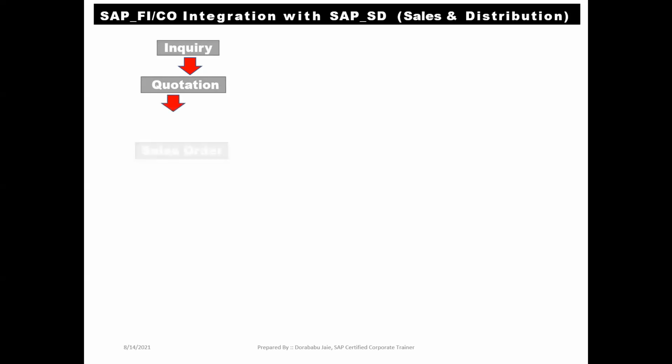Based upon the quotation, our marketing team will go for the sales order. Sales order here means a mutual agreement between the customer and the company. In the sales order, they will take the complete information about the customer, like customer name, customer phone number, customer email ID, customer delivery address, customer billing address, customer shipping address, and other information.